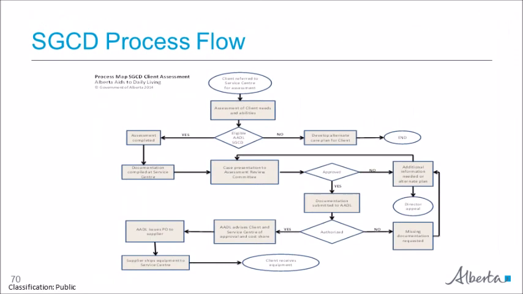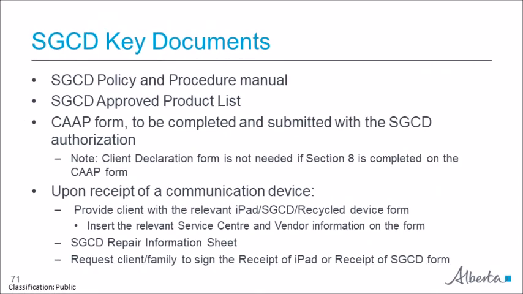The SGCD process flow document is included in the policy manual to assist you in making key decisions around the provision of SGCD benefits. Please review this flowchart carefully and use it to support both your clients and your fellow clinicians as you work through the assessment review process. Here is a list of the key forms and documents needed by authorizers. They are available on the Blue Cross website and also on the AADL website.